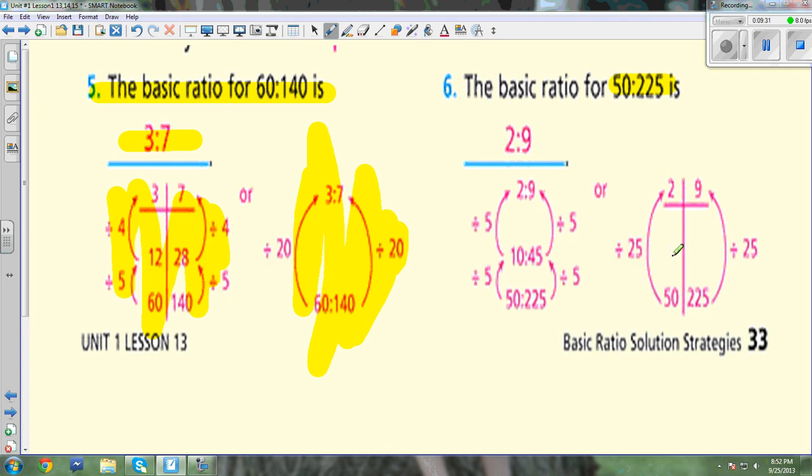Same thing over here. 50 to 225. Notice that they started here with 25. 50 divided by 25 is 2. 225 divided by 25 is 9, and that's initially what I said. Or if you're not sure that 25 is the greatest common factor, you could start with something smaller like 5. 50 divided by 5 is 10. 225 divided by 5 is 45. And then you look at the 10 and the 45 and say, well, wait a second, it can be simplified even further by 5. So you divide by 5, you end up with 2. You divide by 5, you end up with 9.